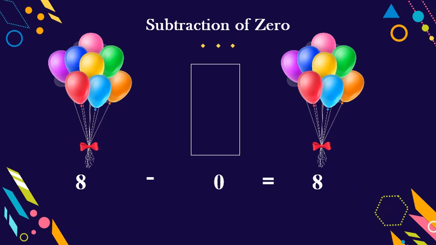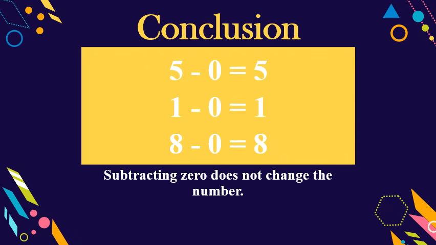Here you can see 8 balloons. No balloon is burst, so you still have 8 balloons. So 8 minus 0 equals 8. From above examples, we have a conclusion: 5 minus 0 equals 5, 1 minus 0 equals 1, 8 minus 0 equals 8. So subtracting 0 doesn't change the number.